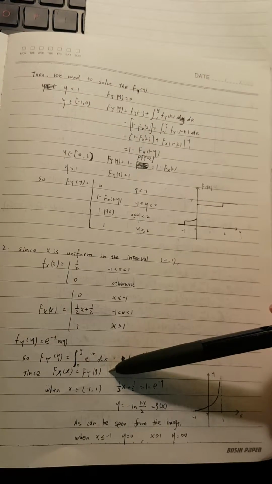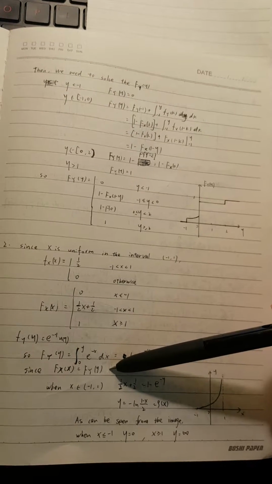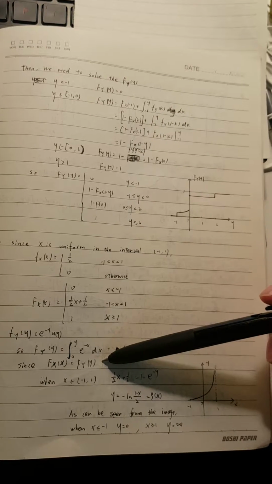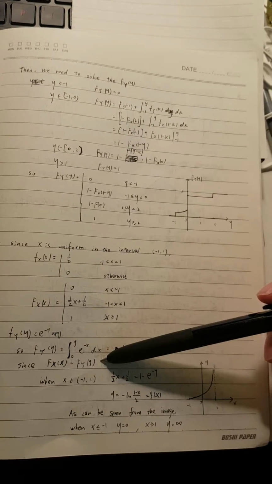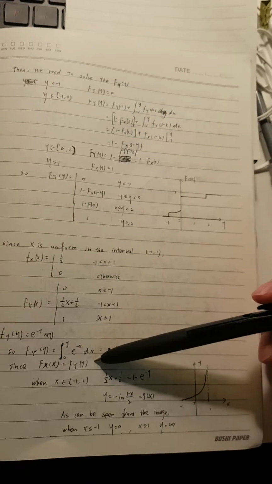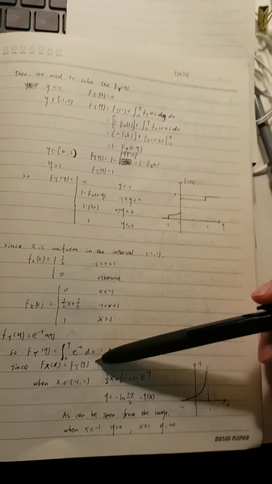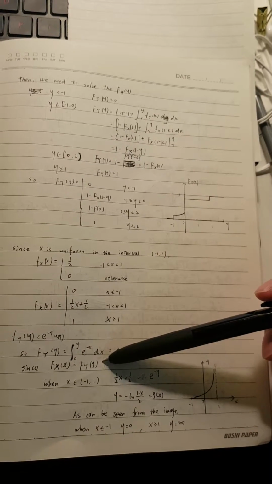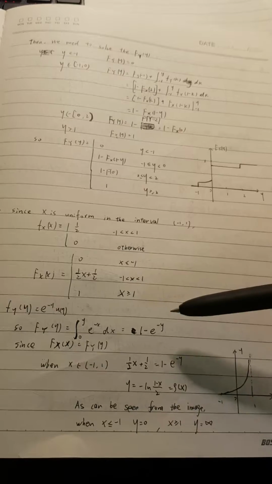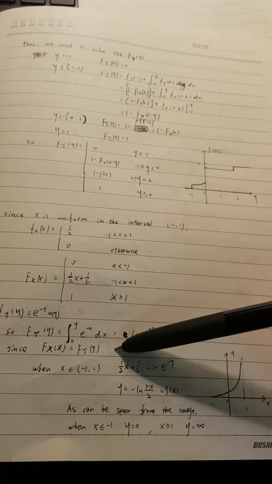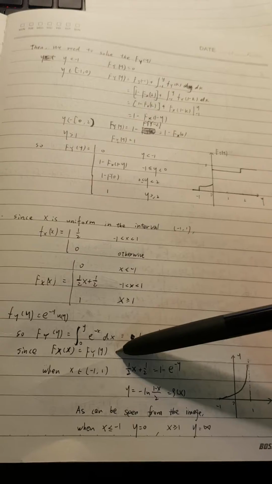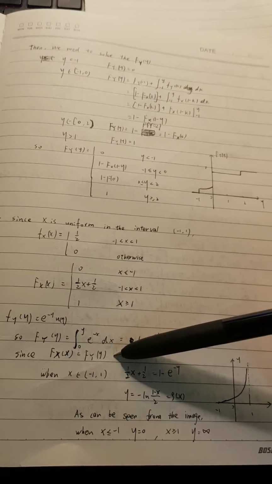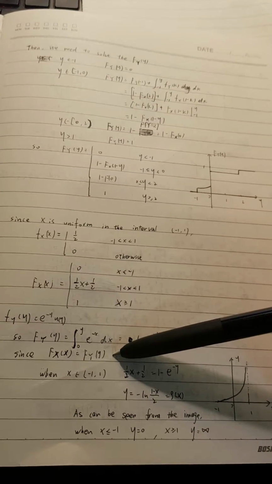I think x and y use the same probability distribution function. They just have different forms because y is a kind of mapping of x, and they have a different formula.